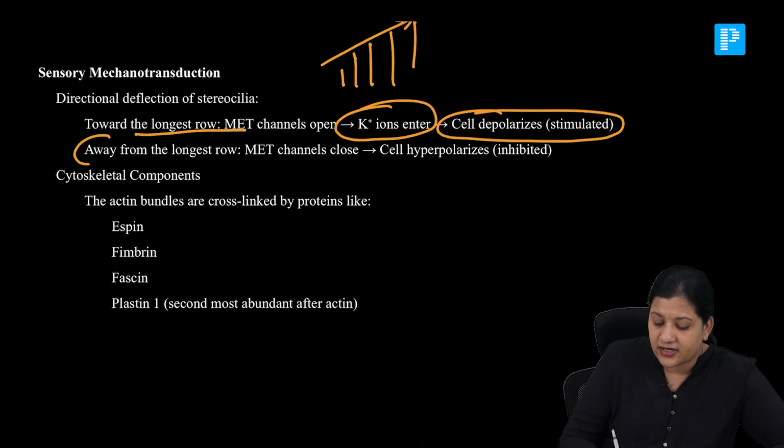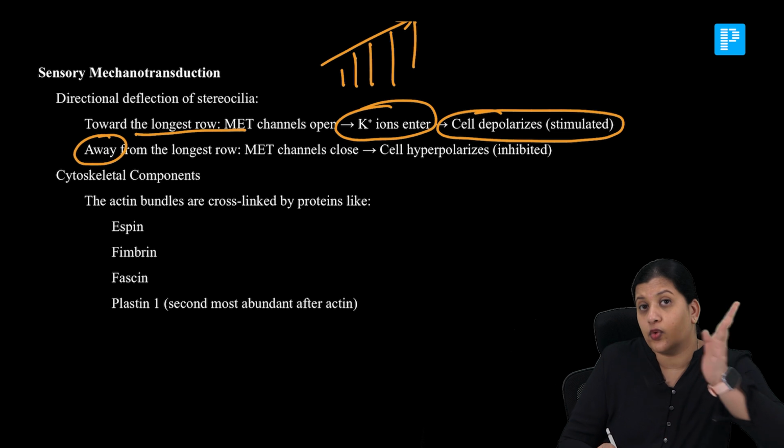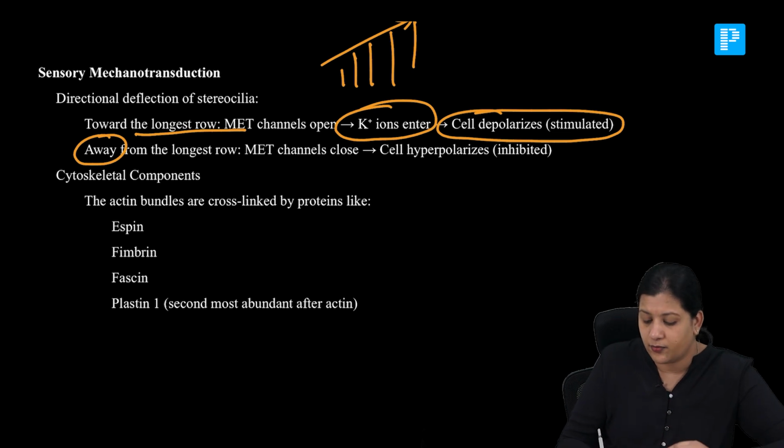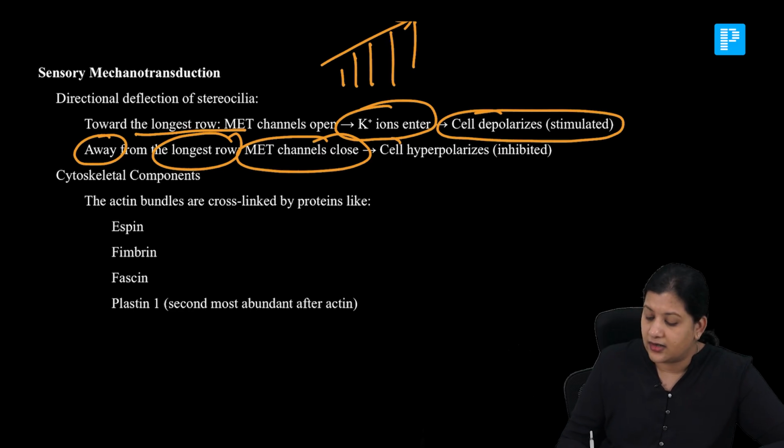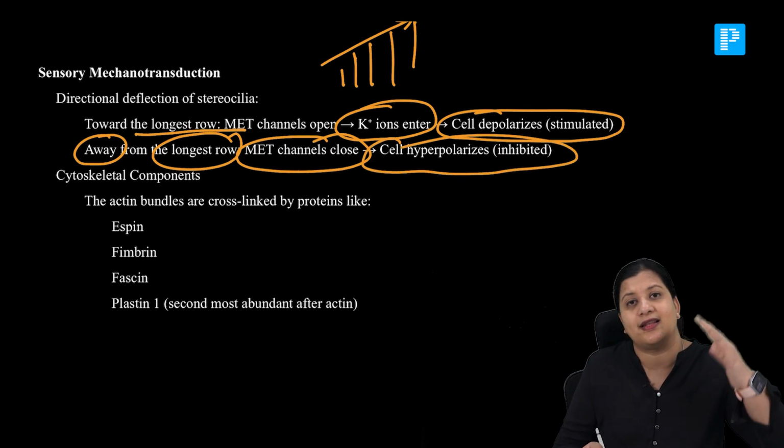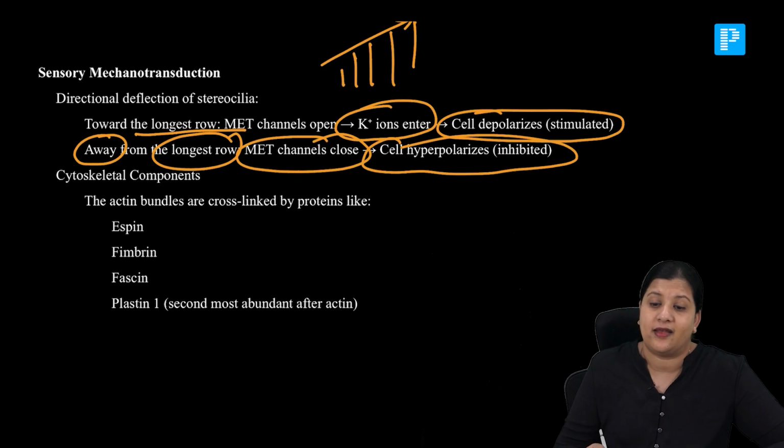But if the deflection is away from the longest row, the mechanico-electrical transducers will close, and as a result, the cell will hyperpolarize and the signals are going to get inhibited. So the direction of movement of the stereocilia, whether towards the kinocilium or away from it, will help us understand what is happening in the inner ear. Is it going to excite it or is it going to inhibit?